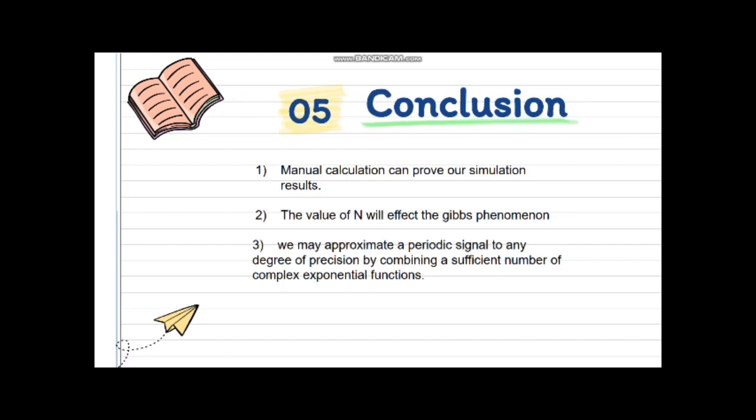The next one is that the value of n will affect the Gibbs phenomenon. That means by increasing the value of n, such as n equal to 20, 40, and 60, we can get a reconstructed signal that is different from our original signal. And lastly, we may approximate a periodic signal to any degree of precision by combining a sufficient number of complex exponential functions.